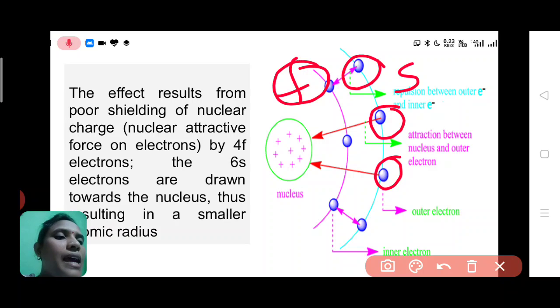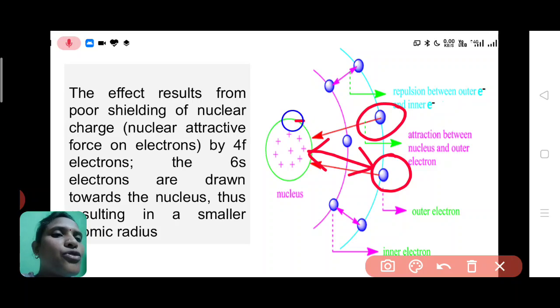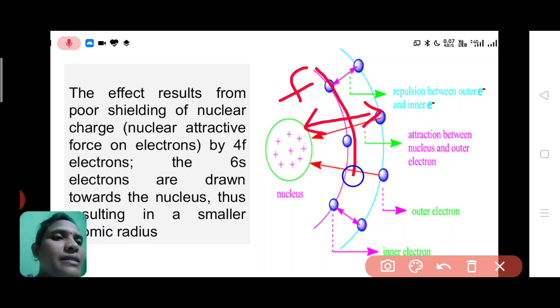That's why all these S electrons are attracted to the nucleus very strongly. This is the nucleus. It has a positive charge. So that's why the nucleus is attracting the outer electrons very strongly. The attraction of the outer electrons to the nucleus is very strong due to the low shielding effect of this F shell. This shell is the F shell, and the F shell has a poor shielding effect.